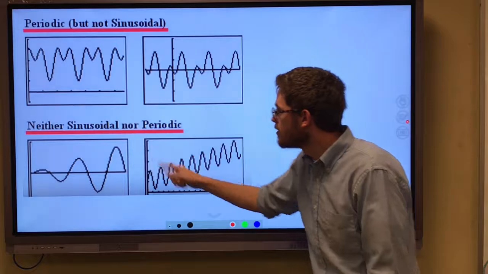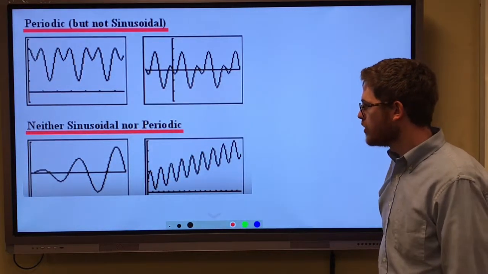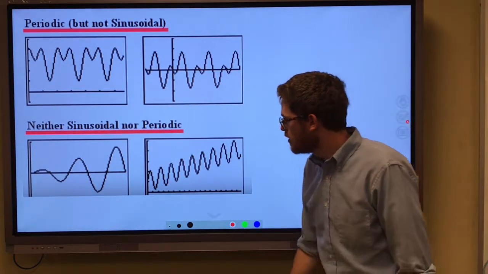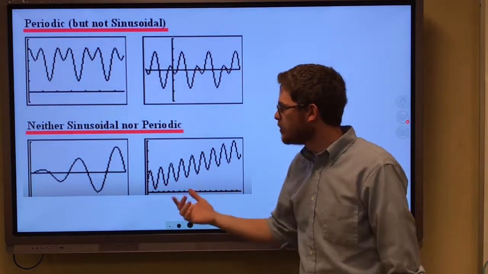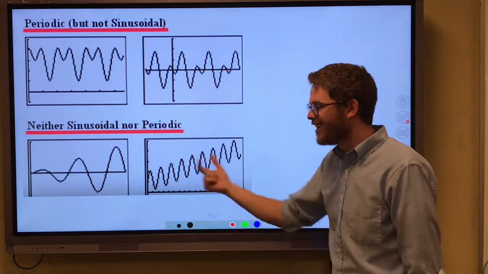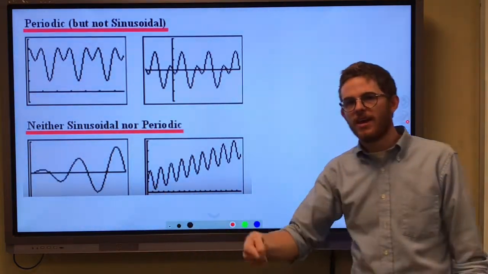Down here, these are neither sinusoidal nor periodic. The heights are all changing, the heights are all crazy, and it's not periodic because it's not repeating the exact same thing.